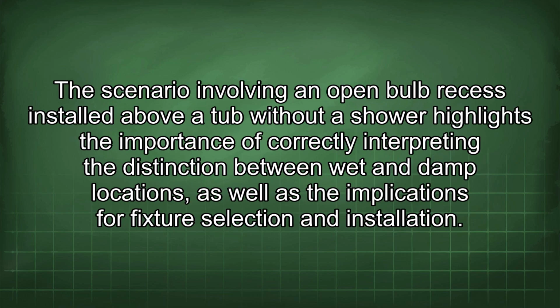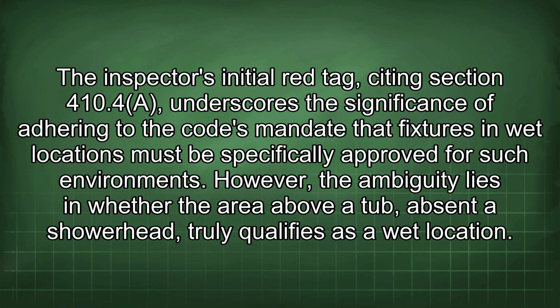The scenario involving an open bulb recess installed above a tub without a shower highlights the importance of correctly interpreting the distinction between wet and damp locations, as well as the implications for fixture selection and installation. The inspector's initial red tag, citing Section 410.4(A), underscores the significance of adhering to the code's mandate that fixtures in wet locations must be specifically approved for such environments. However, the ambiguity lies in whether the area above a tub, absent a showerhead, truly qualifies as a wet location.